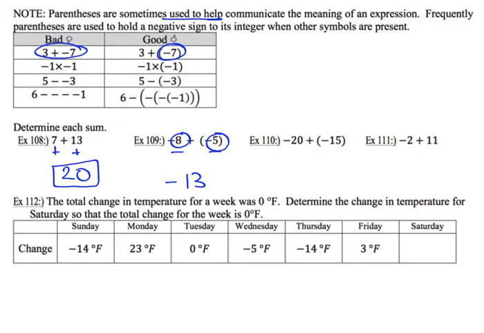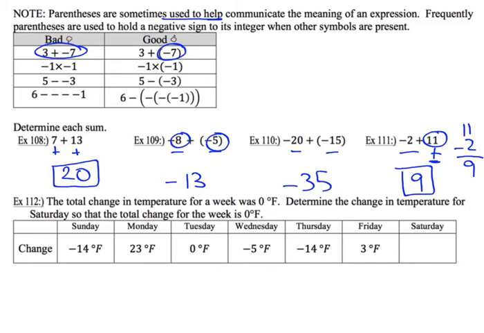Example 110, they are both negative, so the negatives win. Since they are the same sign, we just add them together. 20 plus 15 is 35. We get negative 35. Example 111, one of them is negative, one of them is positive. So they are on different teams. The bigger number is 11, so the positives win. And then we subtract 11 minus 2 and get 9. The answer is positive 9.